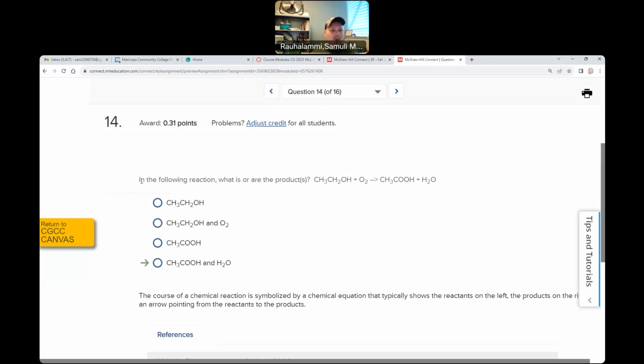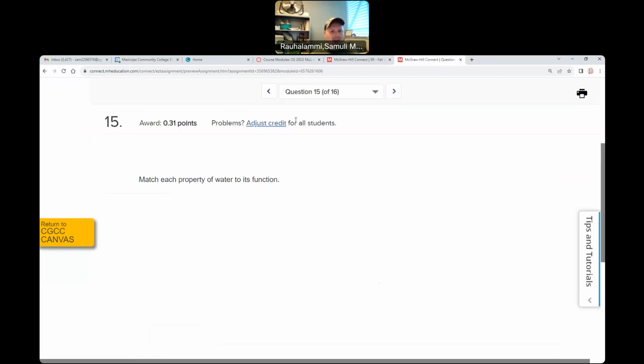Then we have a question where we're seeing, in the following reaction, what is or are the products? So we're seeing this material going in, and then we're seeing an arrow which tells us that these are the reactants that are on the left-hand side of this reaction. And what's on the right-hand side are going to be the products, the outcome of this reaction. So we have our reactants, what is going in, what's needed to start this reaction on the left-hand side, and on the right-hand side, we will see the products, what comes out of that reaction. So I hope that helps with that.